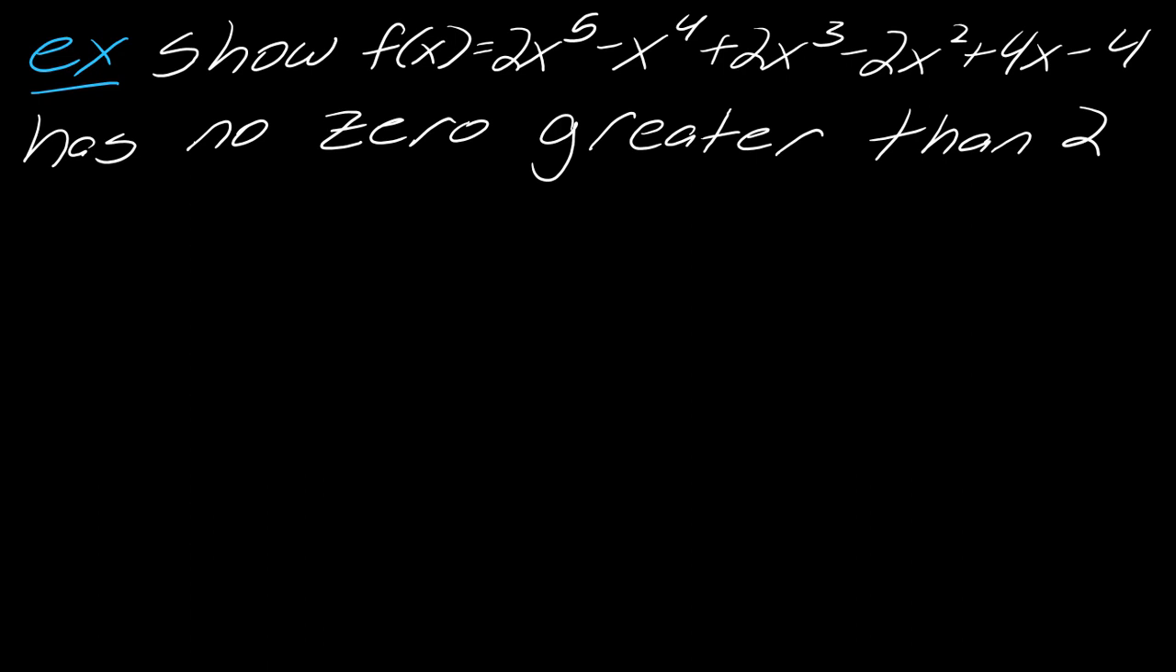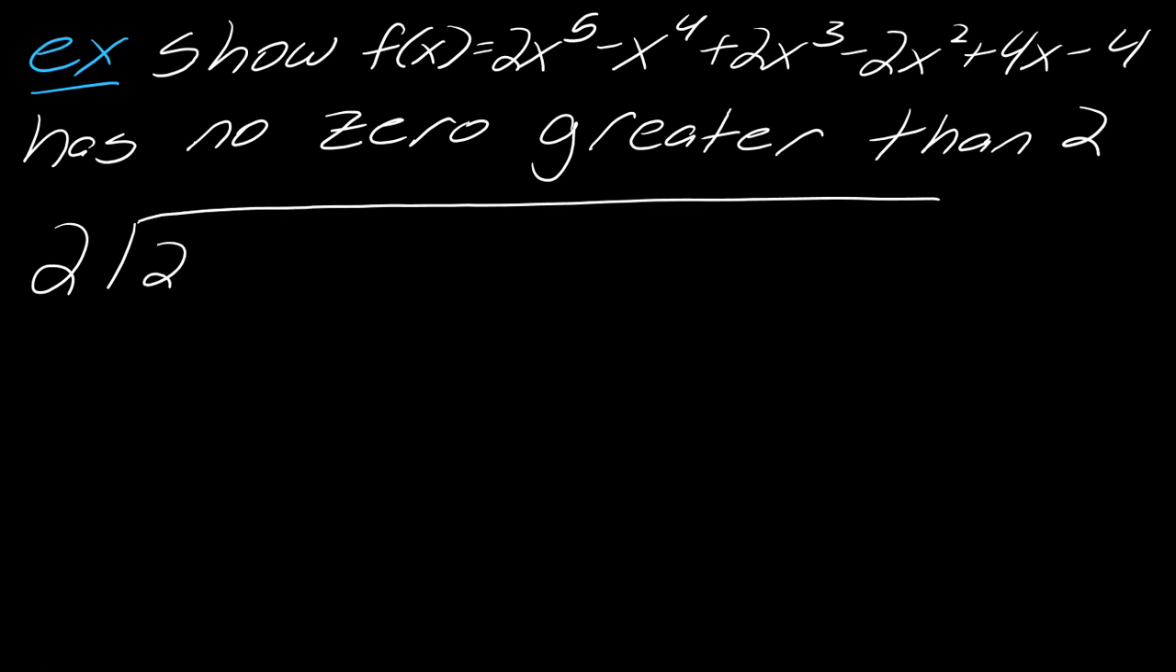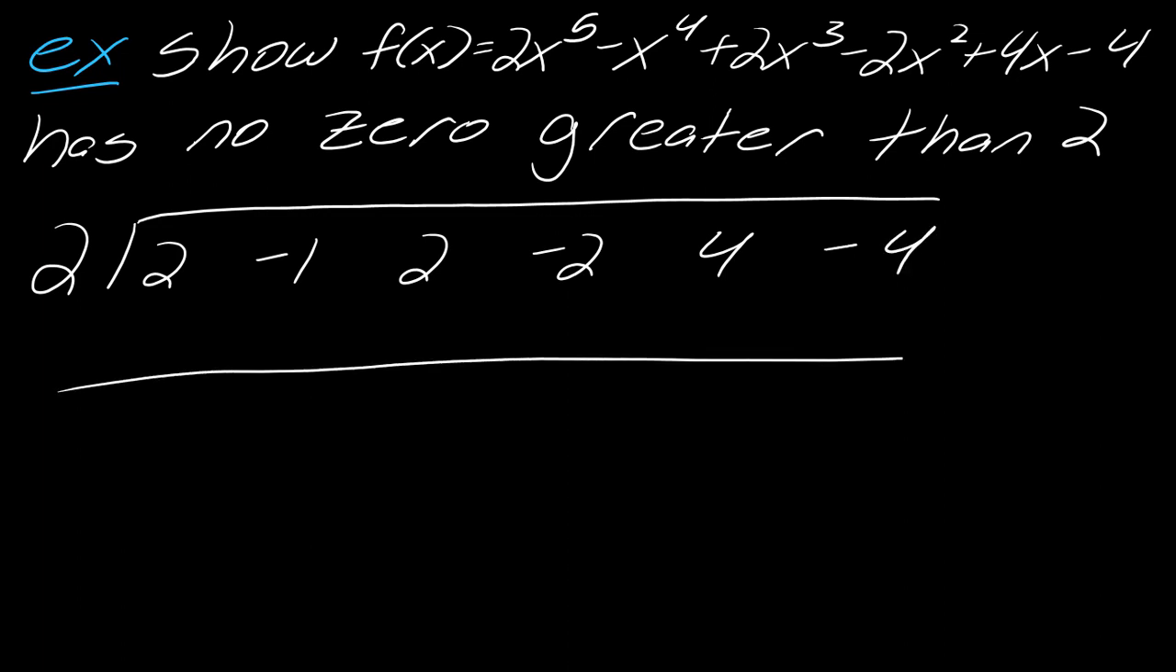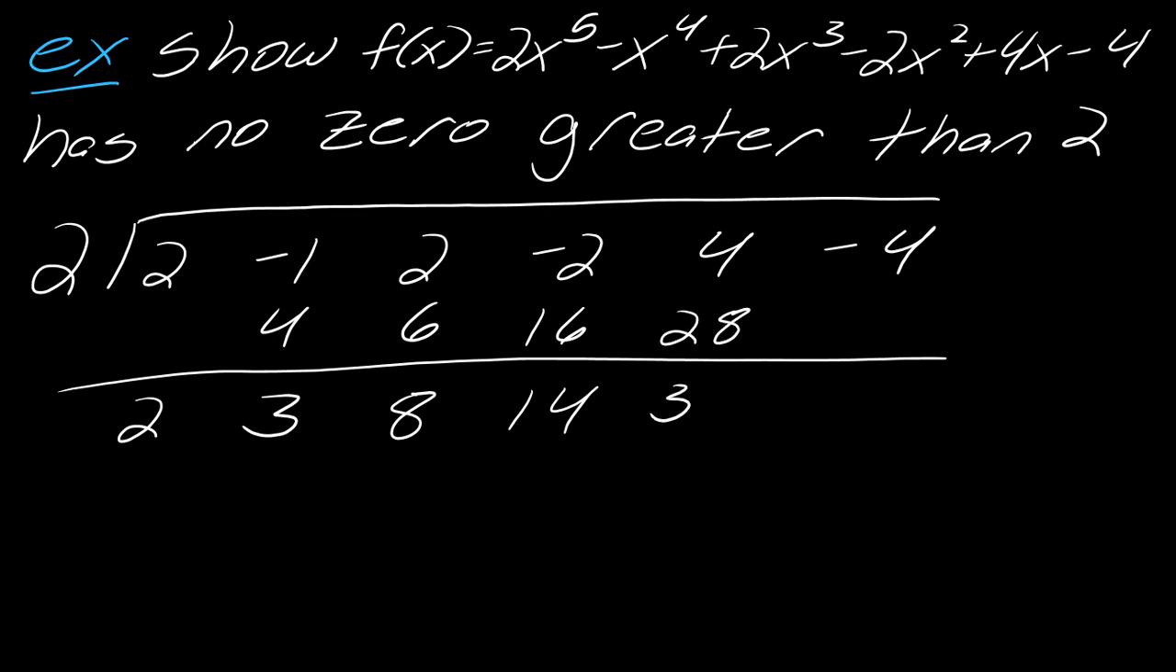Okay, so let's do this one more time. Now we want to prove that this polynomial has no 0 greater than 2. So we'll set up the synthetic division again. This will be 2, negative 1, 2, negative 2, 4, and negative 4. So this is 2, 4, 3, 6, 8, 16, 14, 28, 32, 64, and 60.